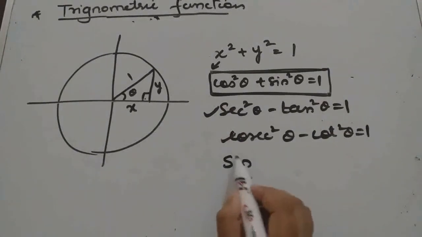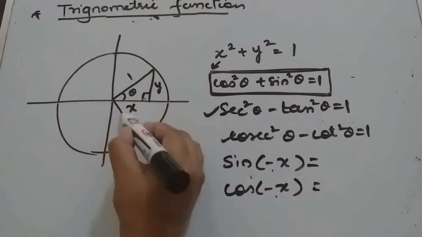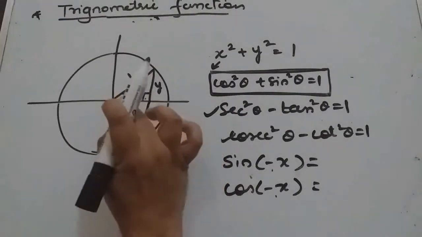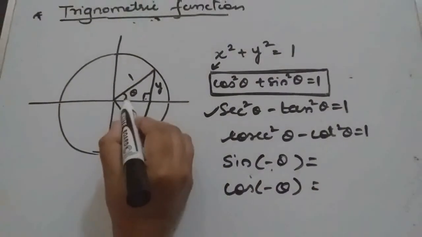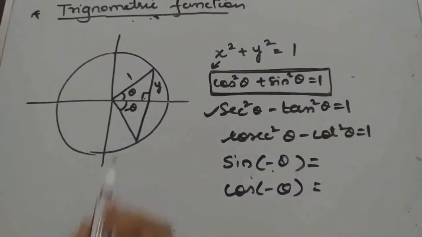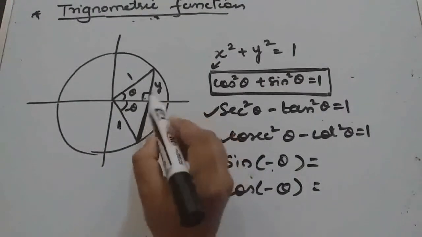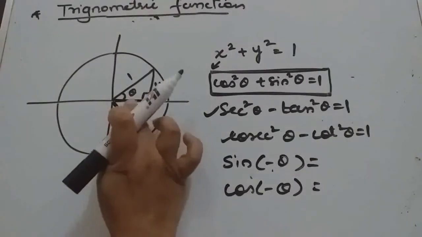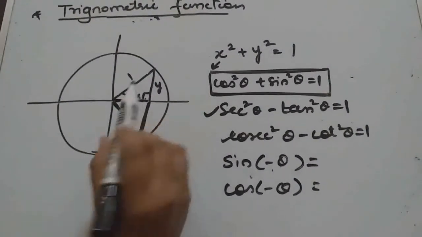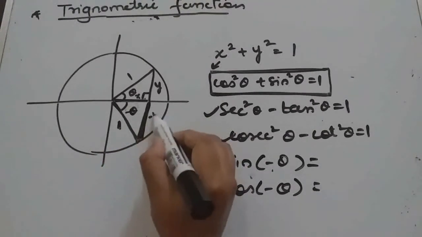What will be sin of minus x and cos of minus x? Here we have a negative angle. Suppose we consider theta, and this will be minus theta. Radius will be 1. Now in this case, x is positive. See, this x is positive. But what about y? Y will be negative, isn't it?